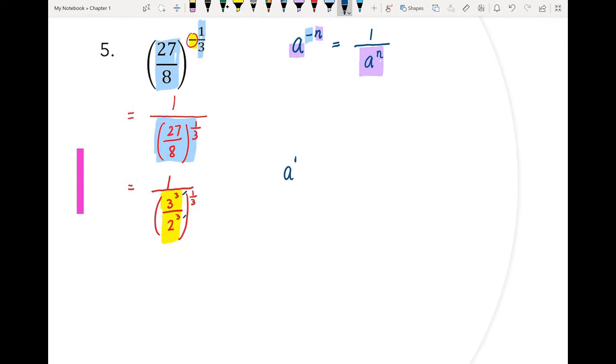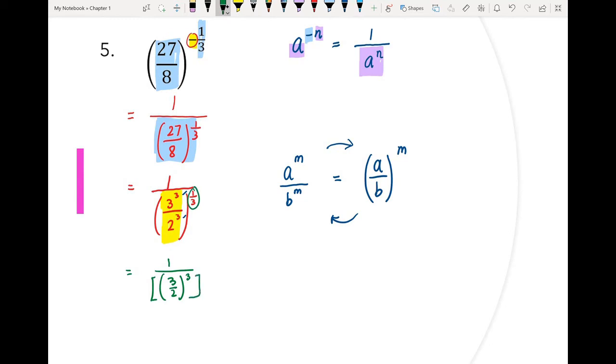So in that case, we have one formula, a^m over b^m. In our rule, we actually have a over b, everything to the power of m, to be equal to a^m over b^m. These two things are the same. So now I can change it and write it as 3 over 2, everything power 3. And then after that, I have another power outside, that is 1 over 3. So I can write it here.